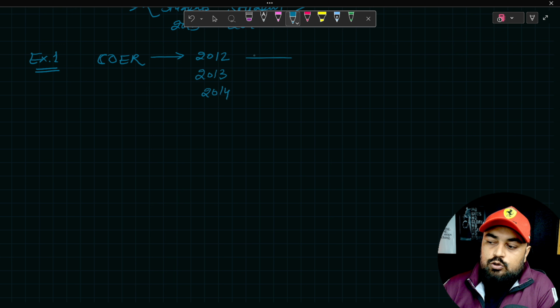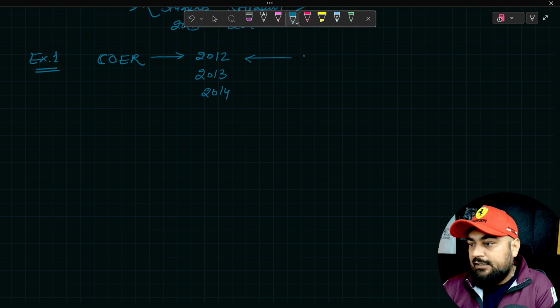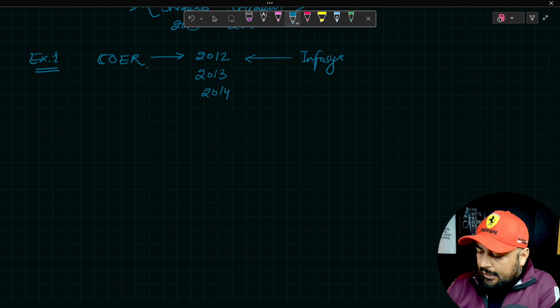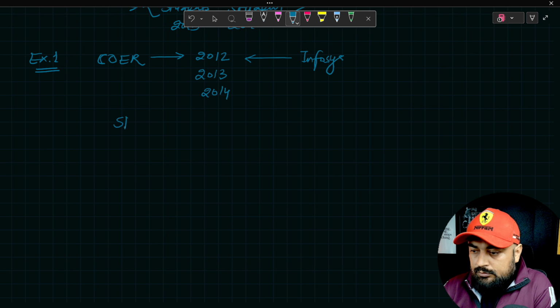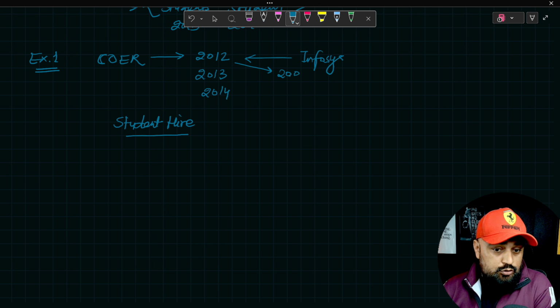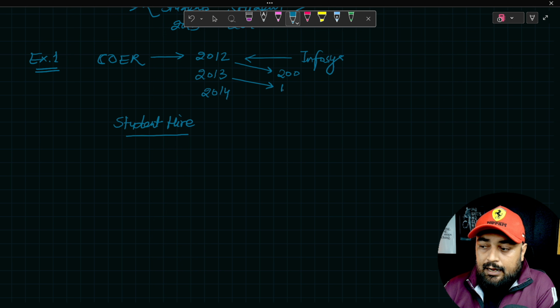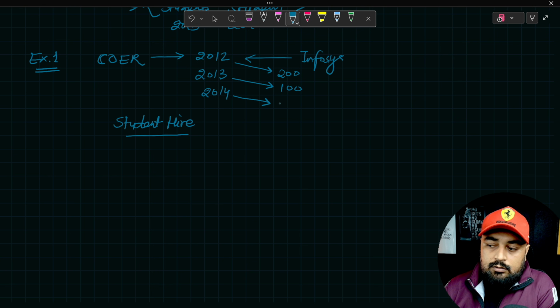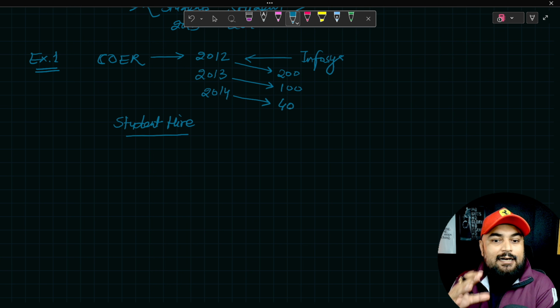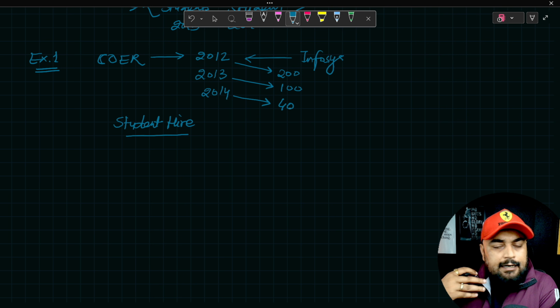Now there is a company which constantly comes to this college for placement. For example, I take the name of Infosys. Now when Infosys comes to the college, they hire people. So every year they are hiring students, and the number of hired students would obviously be changing. It's not fixed, right? For example, in 2012, they hired 200 students. In 2013, they hired 100. In 2014, they hired 40. This kind of trend you would have noticed in so many different parts of your life, in colleges and in your offices also.